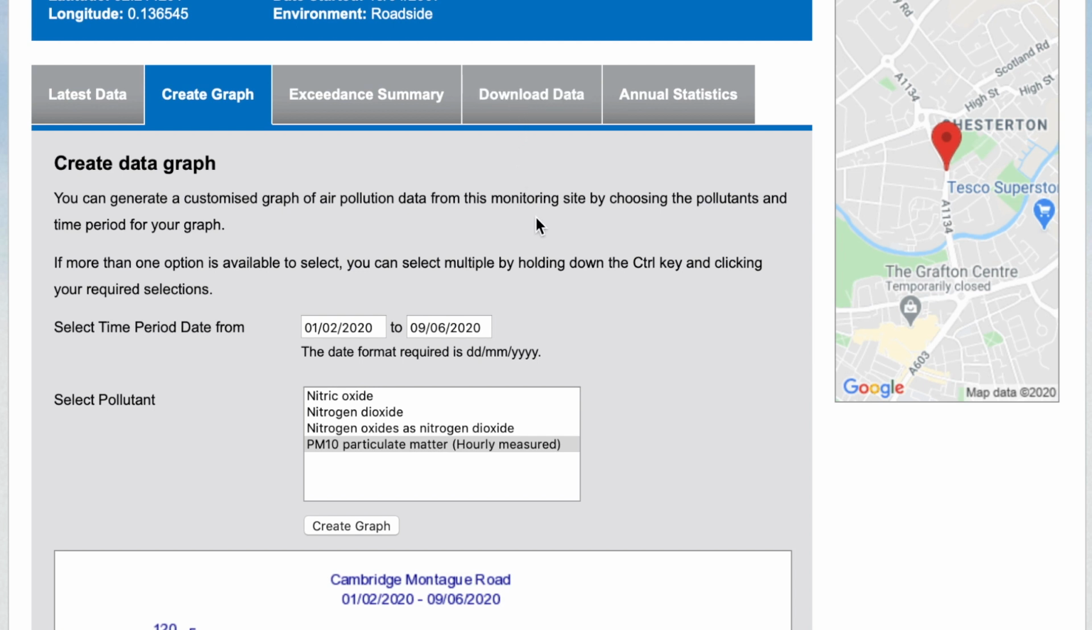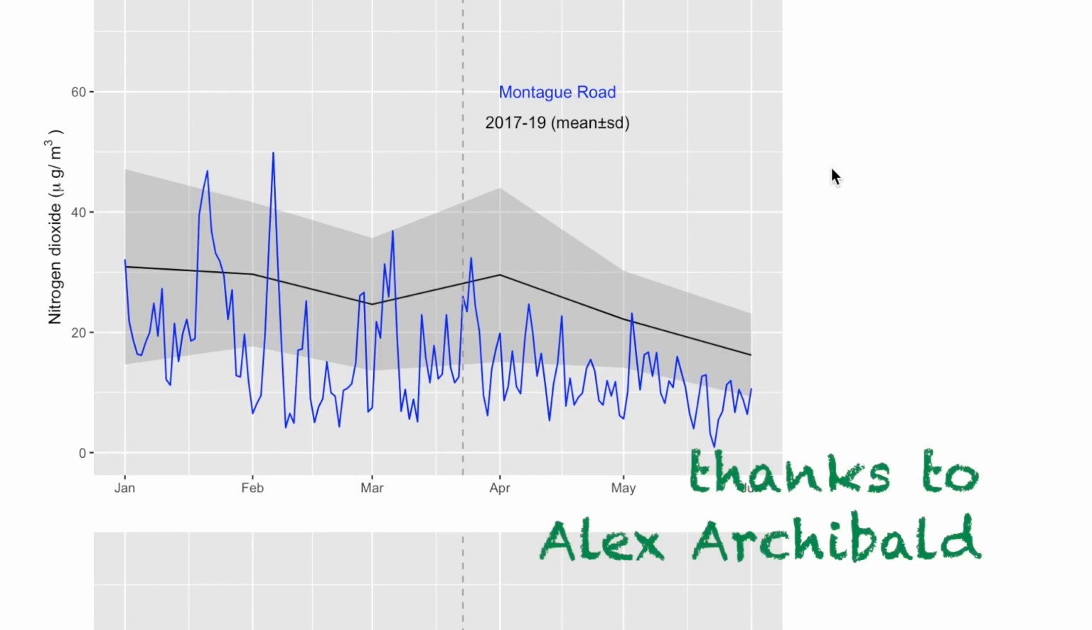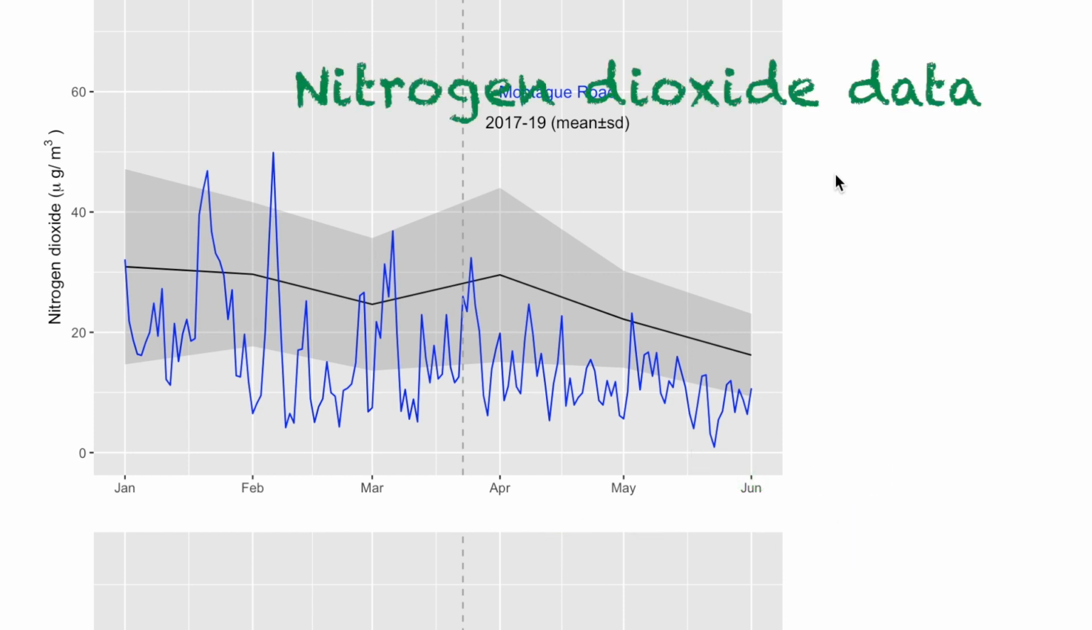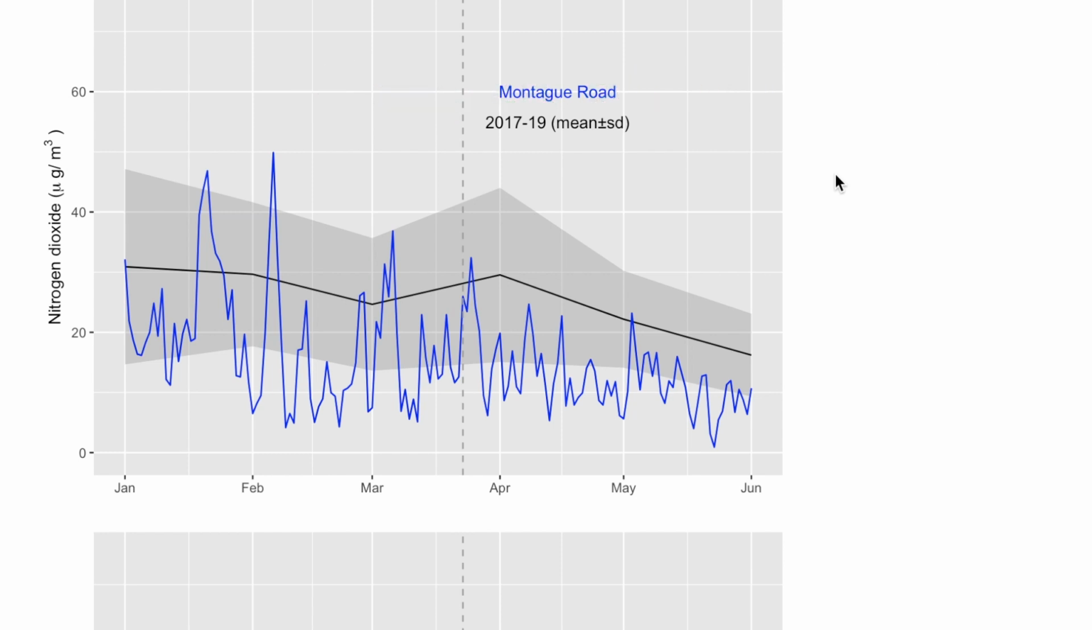What actually one of my colleagues from the University of Cambridge, Alex Archibald, he's done exactly that. So this is the data that Alex has been looking at, and he's taken exactly the same data as we've just been looking at and looked to see how this year is different from years in the past. So what you can see in grey, that's what the typical values are in the last few years. So 2017, 2018 and 2019. The last few years, that's what the levels have been.